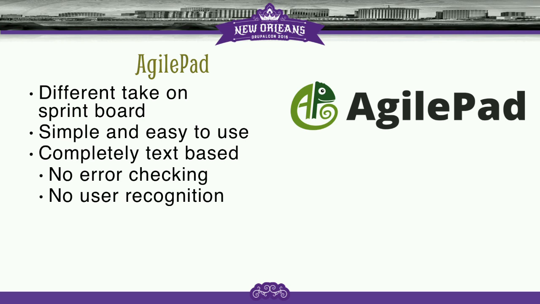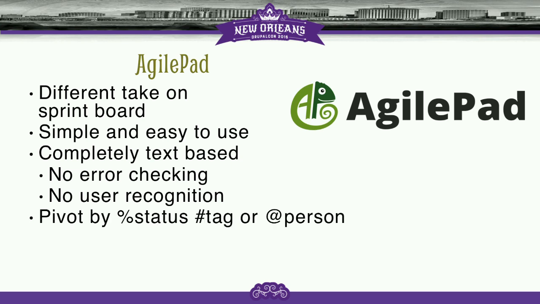It's completely text-based. So basically, you're going to pull up your IDE, and you're going to edit a text file. That's essentially how this works. Now, that means there's some caveats. There's no error checking. There's no user recognition. So if you do @Chris and you misspell my name, it doesn't know that. If I make up a hashtag, there's nothing to check that it's not being used already. It assumes that you want to use that hashtag.